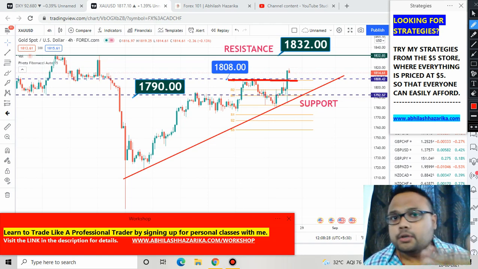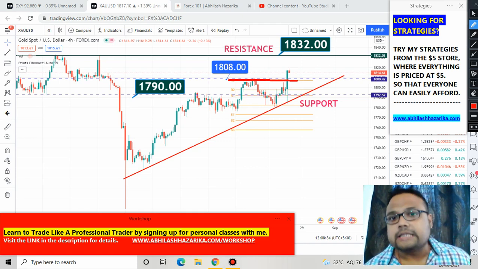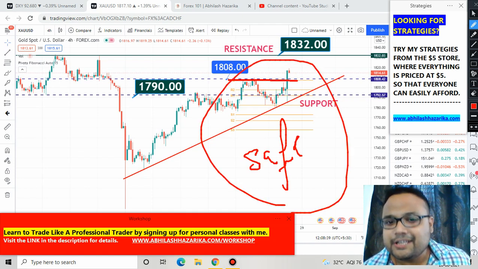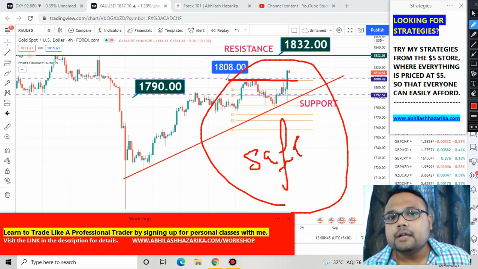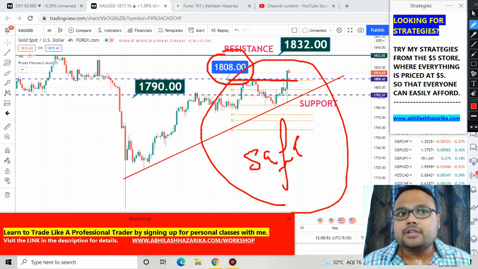At first, we need the confirmation of this particular level, whether it is the new support or not, whether the market will be able to trade above this level or not. Then only it will be safe for us. Yes, I'm using the word safe again because safety is essential. Once we understand that the market is comfortably trading above the 1808 level, then only we can consider this a valid support. Okay, so what should be our strategy for Monday then?